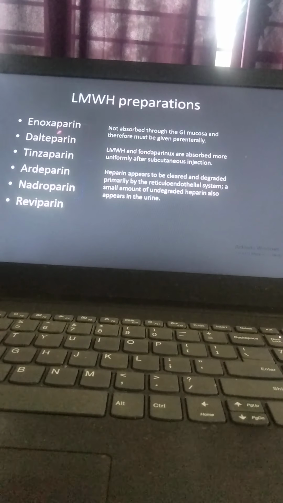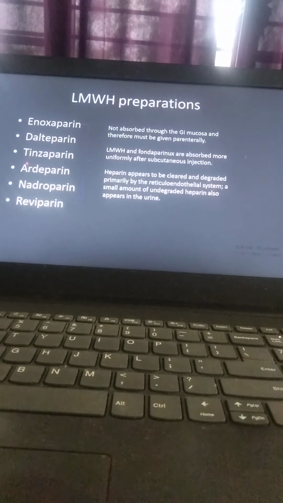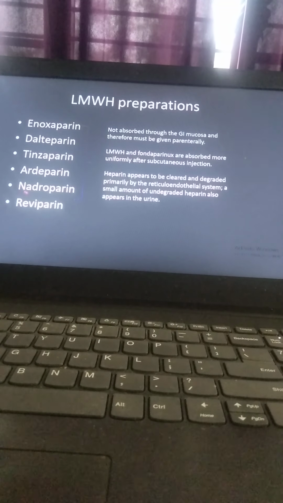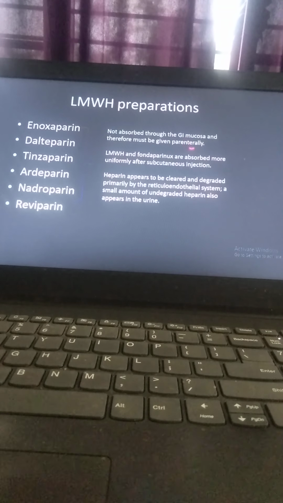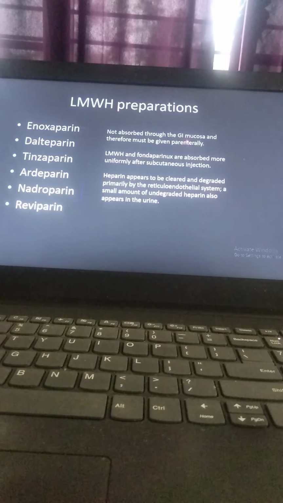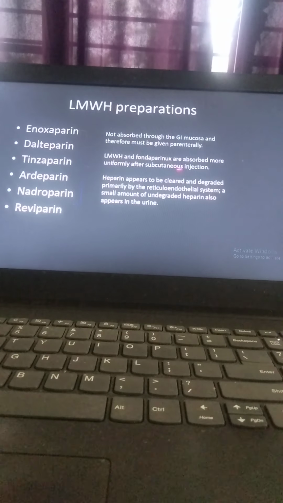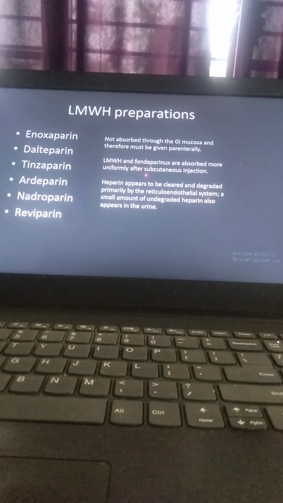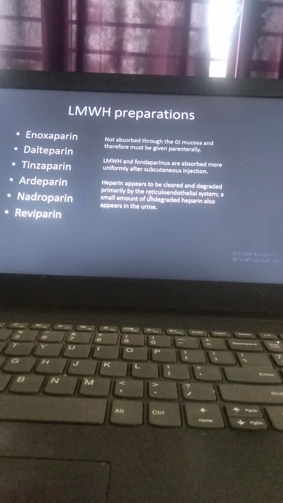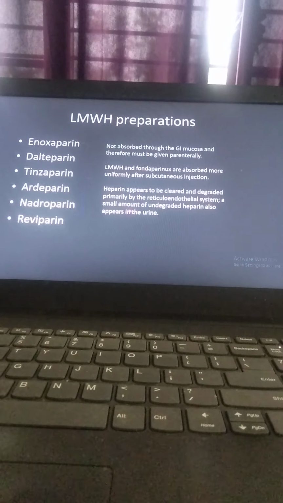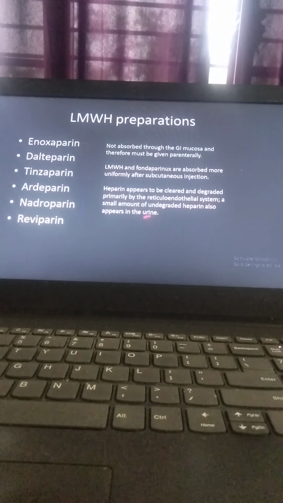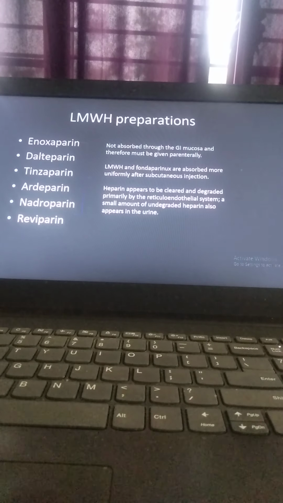Now, low molecular weight preparations, we have enoxaparin, dalteparin, tinzaparin, ardeparin, nadroparin, and reviparin. They are not absorbed through the GI mucosa, and thereby must be given parenterally. So we don't give it through the GI. Low molecular weight heparins and fondaparinux are absorbed more uniformly after subcutaneous administration. Heparin appears to be cleared and degraded primarily by the reticuloendothelial system. A small amount of undegraded heparin also appears in the urine.